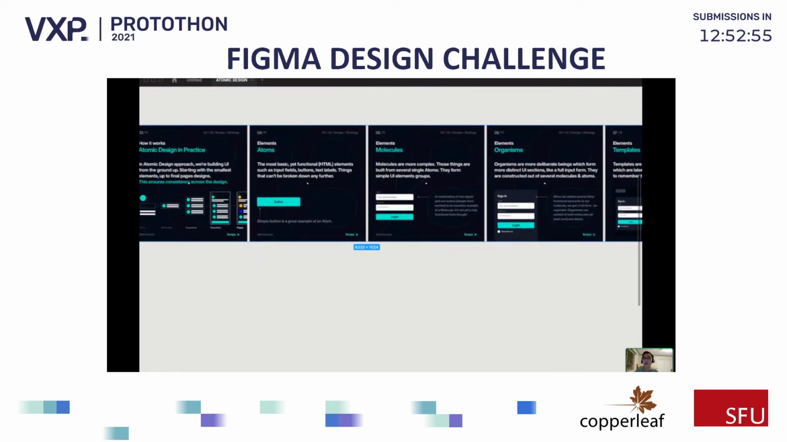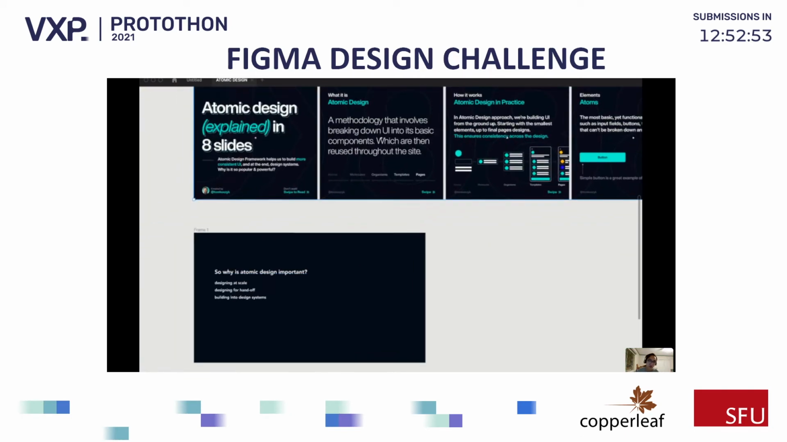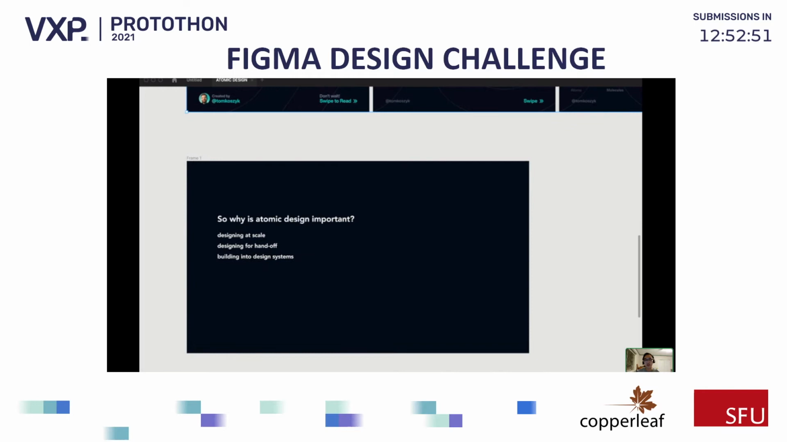So how does that work inside Figma? And why is it important? Atomic design allows you to design at scale and also design for handoff. This also helps you to build your design system. I want to showcase today how you can create a really simple web page with a nav bar to showcase how you can scale up atomic design.